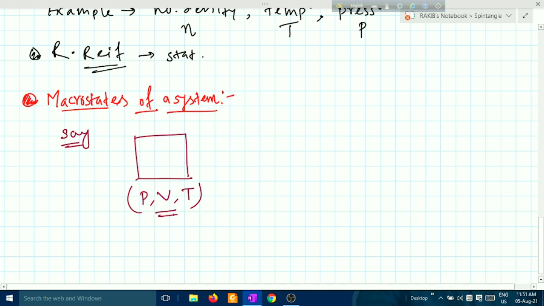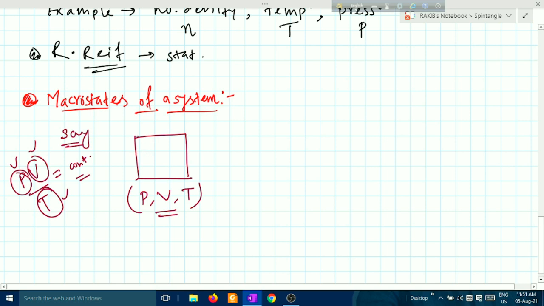You have learned in your childhood Boyle's law and Charles' law. The combined formula of the gas laws is PV upon T equals constant. There are three properties, P, V, and T. These are the three properties that are usually used to define a system.